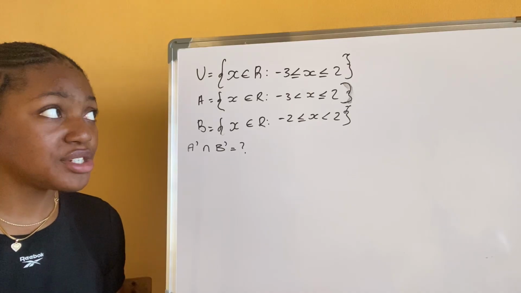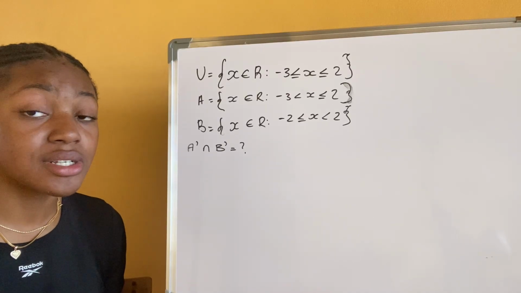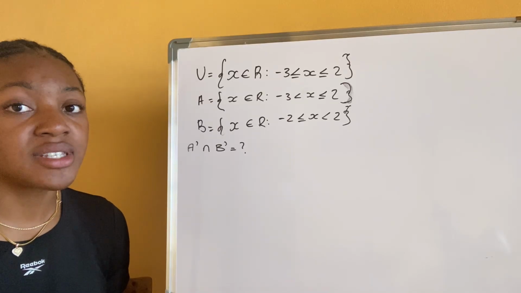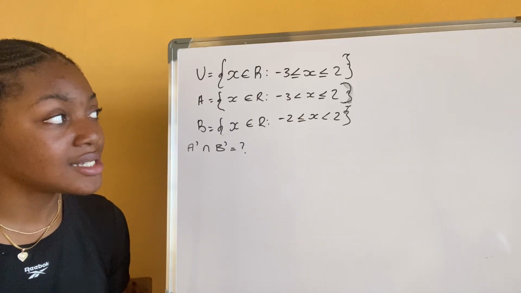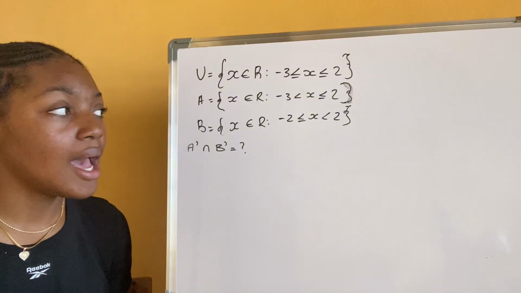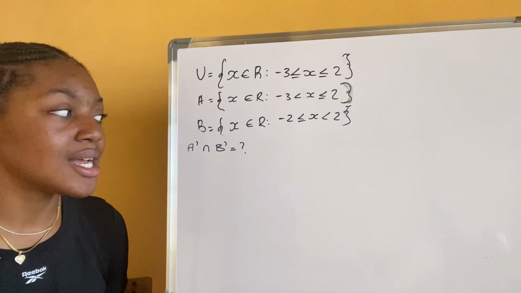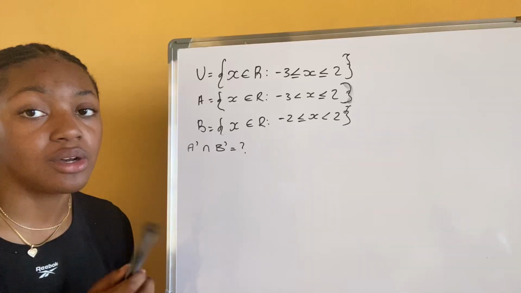So this is the information we're given. We have the universal set where x is greater than or equal to negative 3 but less than or equal to 2. We'll have two subsets of the universal set, being A and B. A is where x is greater than negative 3 but less than or equal to 2. And B is where x is greater than or equal to negative 2 but less than 2. And we want to find out what is A complement intersect B complement.